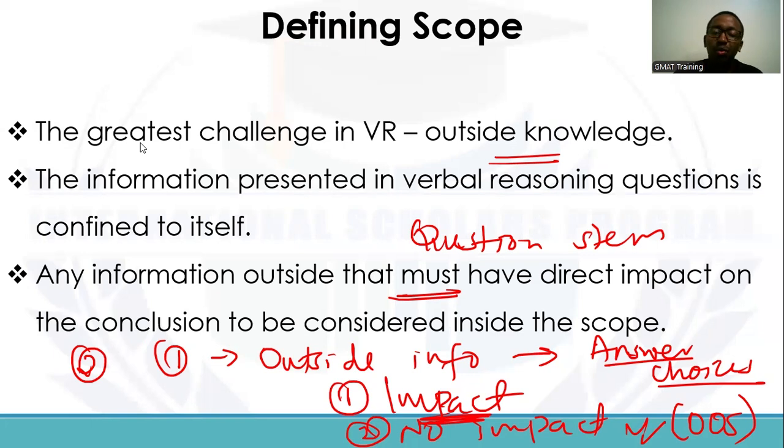If the impact is weakening the conclusion, the fact that it weakens the conclusion means it's not out of scope. It's just doing the opposite of what our question stem requires. So that way we consider it inside the scope of the question, but the impact is the opposite of what we're looking for.